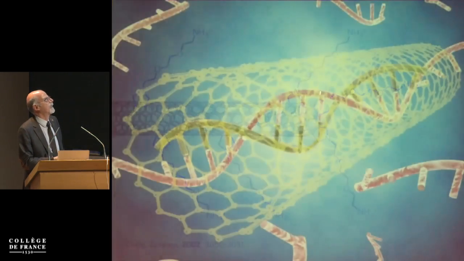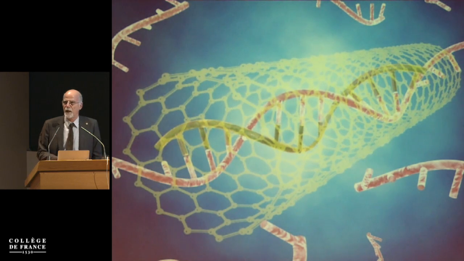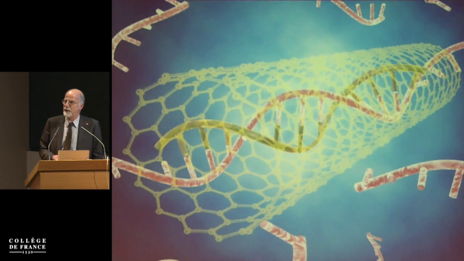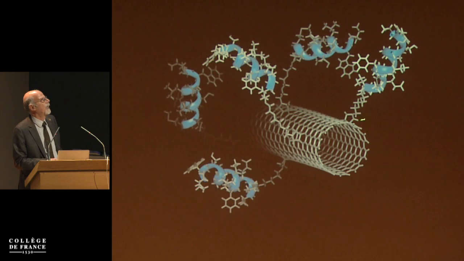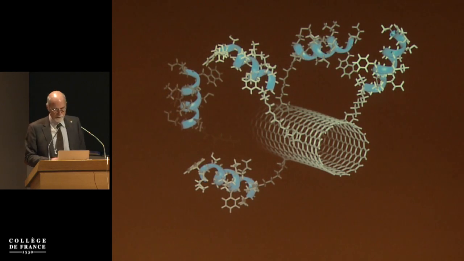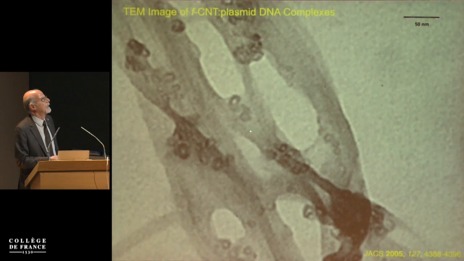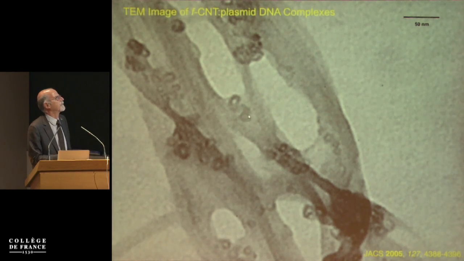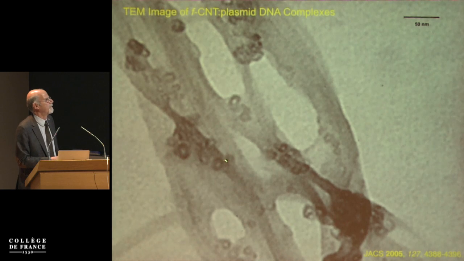For instance, because of the positive charges, we can attract DNA, which is negatively charged. And so we can use carbon nanotubes for delivery of DNAs and RNAs. You can see here a molecular model. And here, for instance, you can see an electron microscopy image in which bundles of positively charged carbon nanotubes attract this supercoiled DNA on the surface.